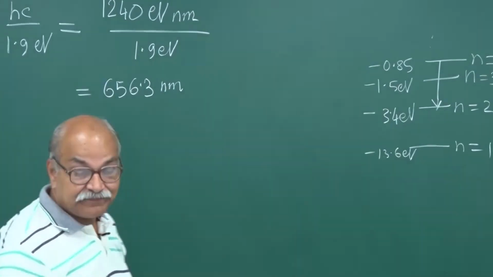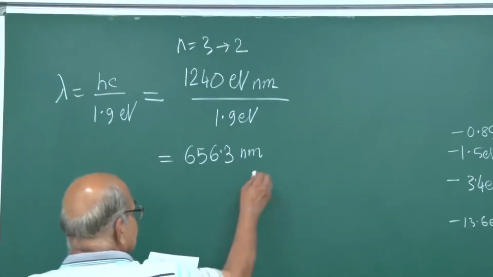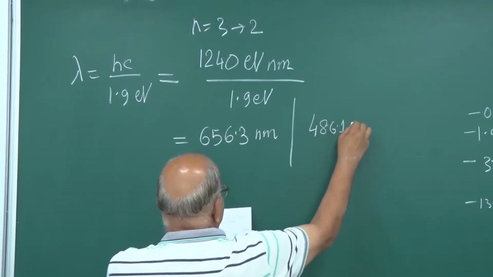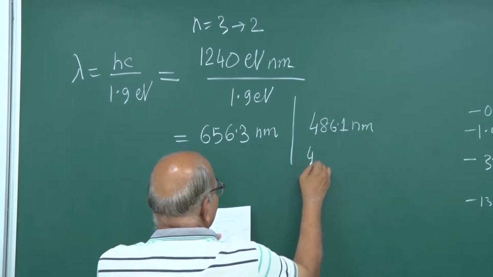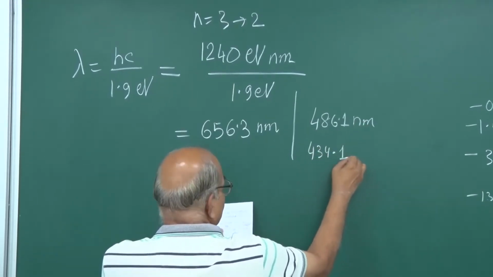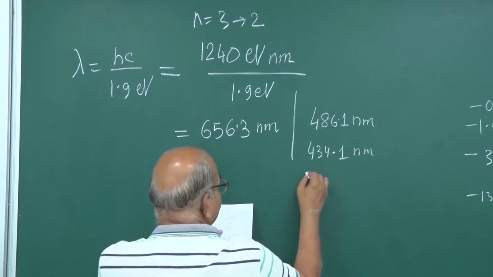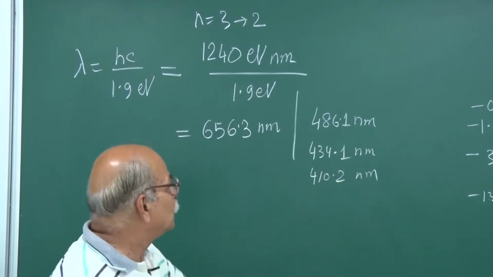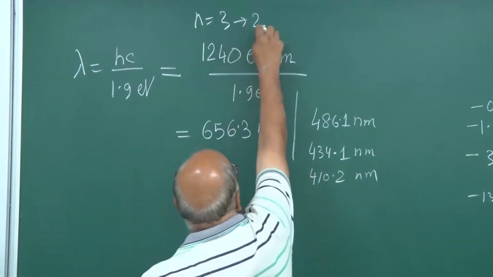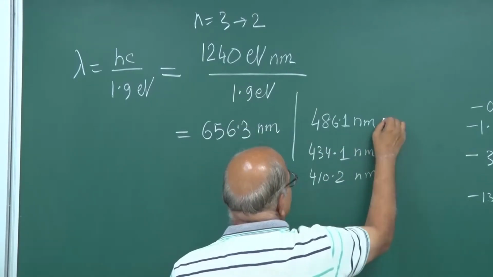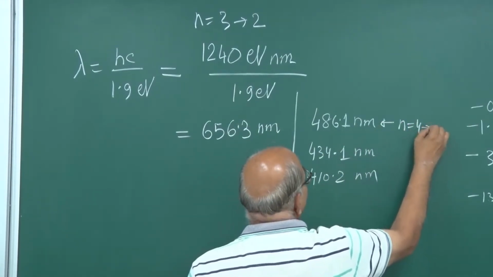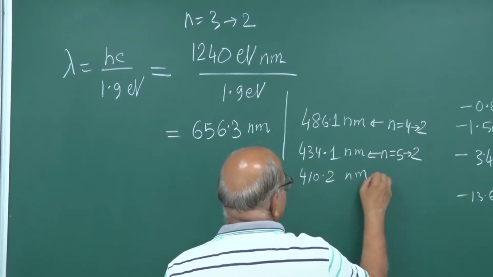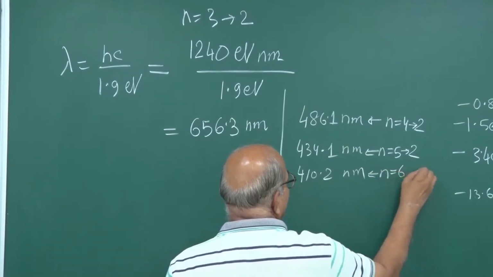Remember that these wavelengths are, this is one, and the next wavelength is 486.1 nm. Then you have 434.1 nm, and then you have 410.2 nm. So just work out, this was n equal to 3 to 2, this corresponds to n equal to 4 to 2, and this one is n equal to 5 to 2, and this one is n equal to 6 to 2.